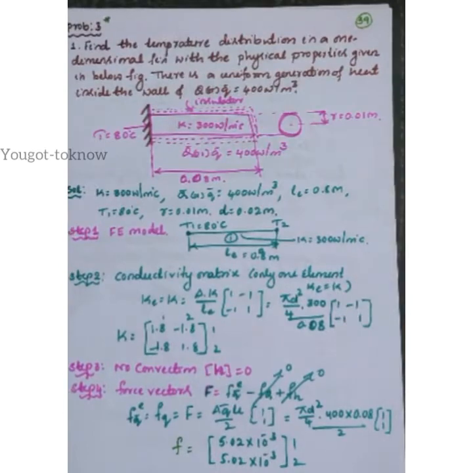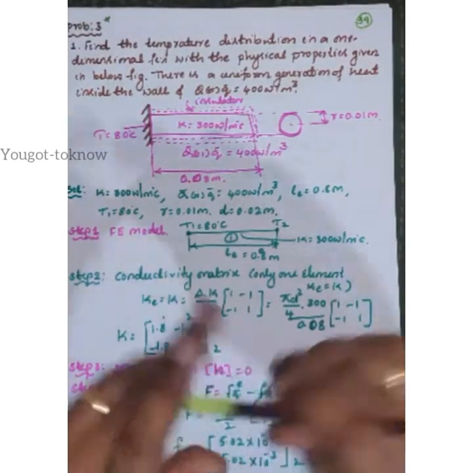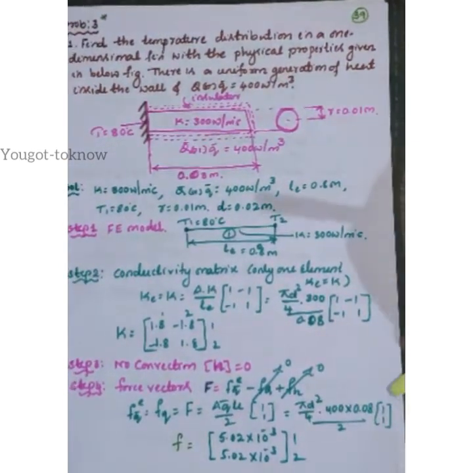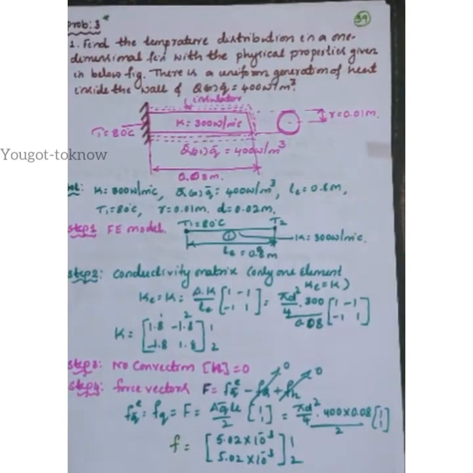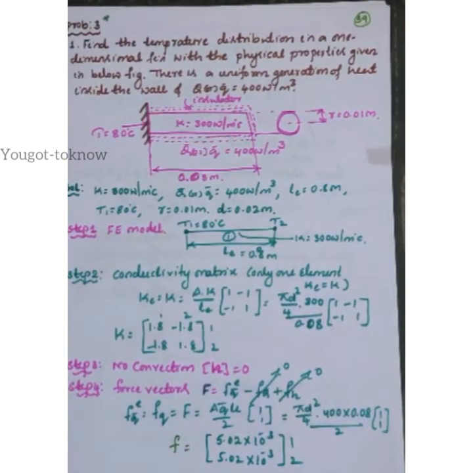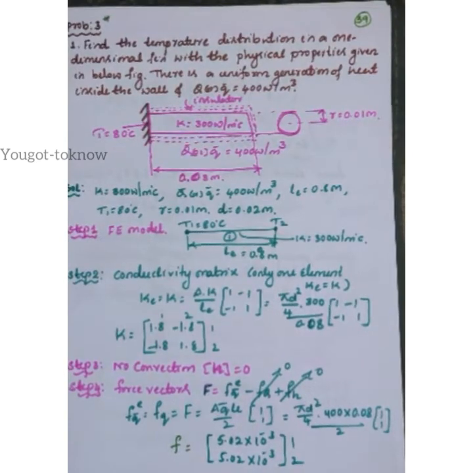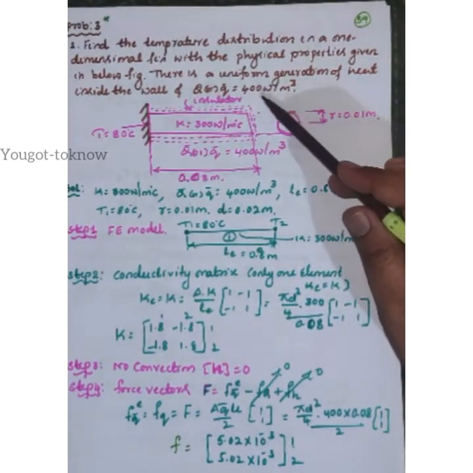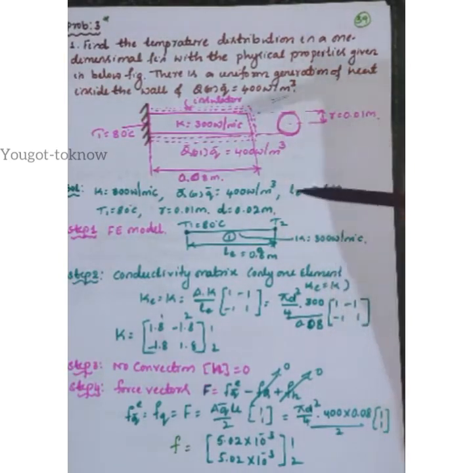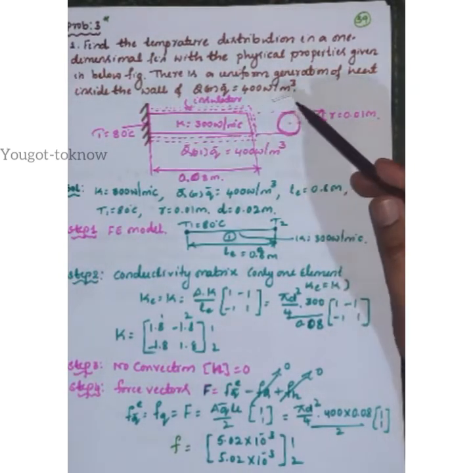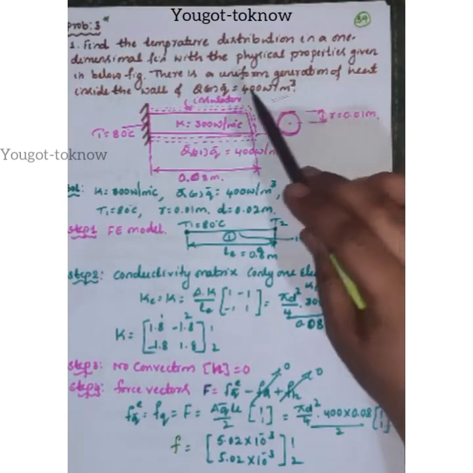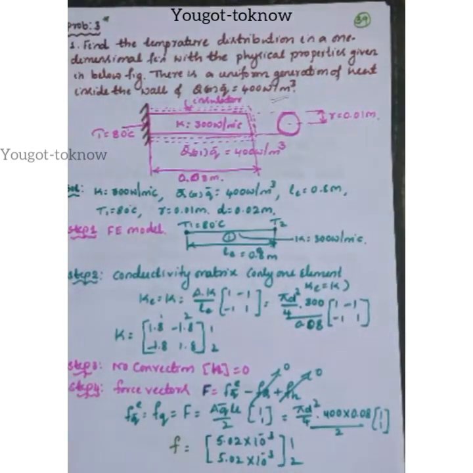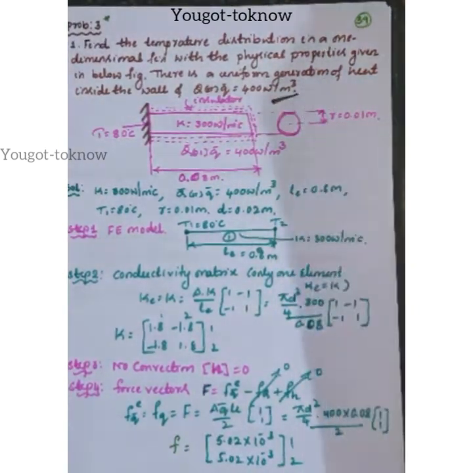See, the problem is like this: find the temperature distribution in a one-dimensional fan with the physical properties given in the below figure. There is a uniform generation of heat inside the wall, that is Q bar equals 400 watt per meter cube. Sometimes you use it as Q, or sometimes as Q bar. Heat generation means you can use it as Q bar. Unit is watt per meter cube.